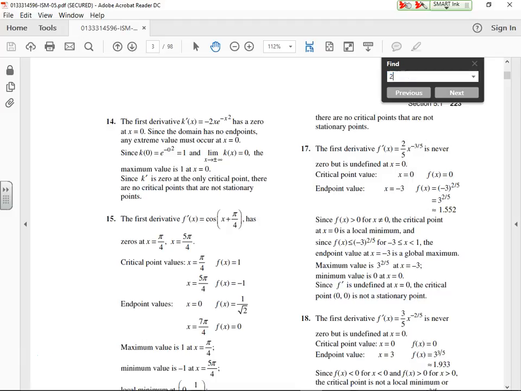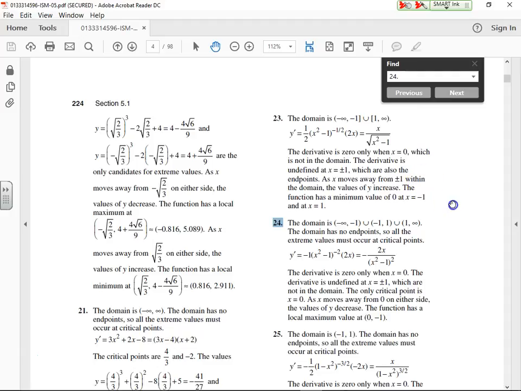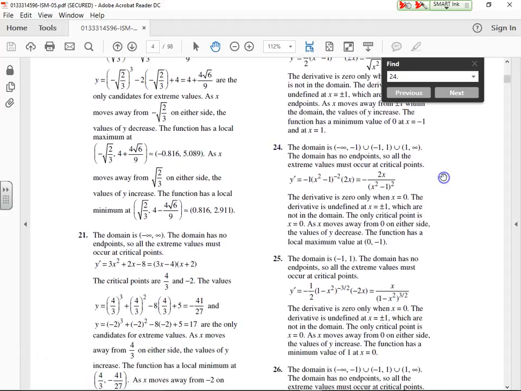24. Hopefully you split up the domain at -1 and 1. y prime was negative 2x over x squared minus 1 quantity squared. You had a horizontal tangent line at x equals 0. You should have included -1 and 1, just because they're not in the domain, but they're not candidates. And we end up with a local max at 0.